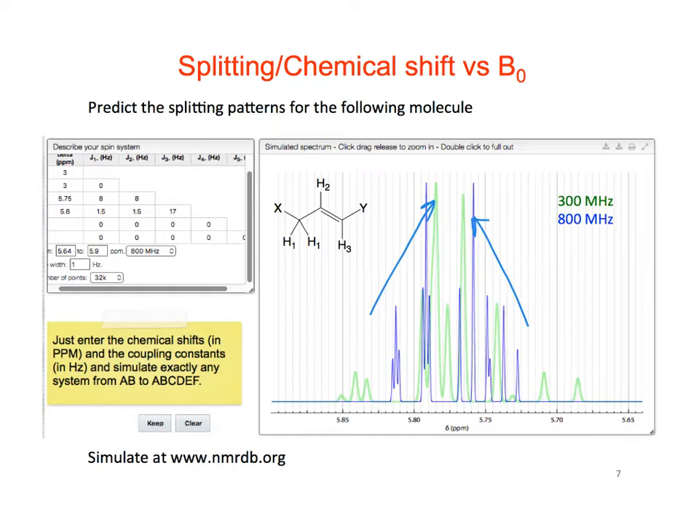In the green, it's also a doublet of triplets. Let's see if we can see it. So here's kind of like a triplet, though it doesn't look really symmetrical to me. And here, here, and here is another triplet. Okay, so these triplets are much steeper sloping here because it's much more second order at 300 megahertz than it is at 800.